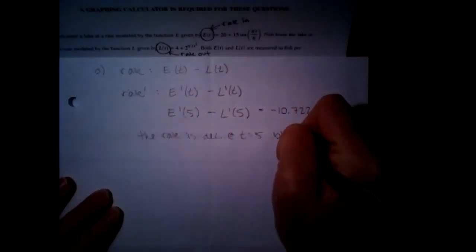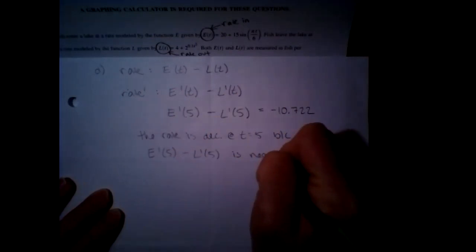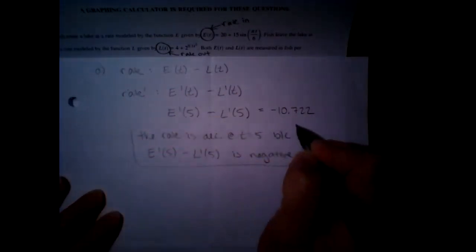And then your answer is a sentence. The rate, because they want you to explain it here, is decreasing at time 5 because E prime of 5 minus L prime of 5 is negative. So this is your answer with your justification there.